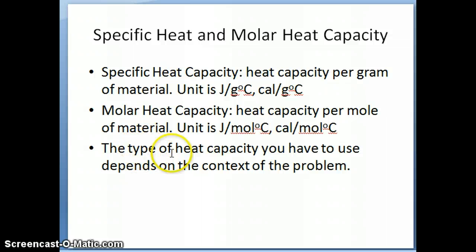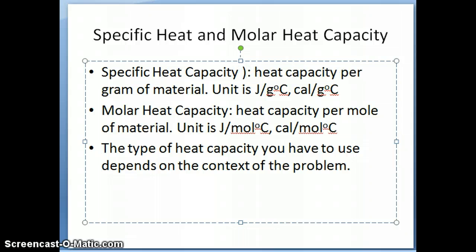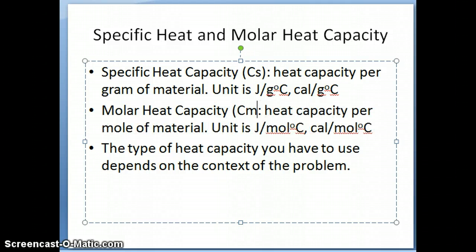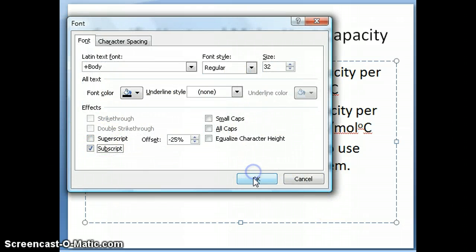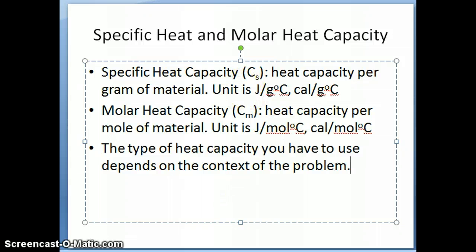Now, the type of heat capacity you have to use to solve a problem depends on the context of that problem. Sometimes you're going to use specific heat, sometimes molar heat capacity. In certain textbooks specific heat is given the symbol C sub S, and in other textbooks molar heat capacity is given the symbol C sub M. I'm highlighting these subscripts just in case you see them in the future. The heat capacity symbol itself is just C, specific heat is sometimes C sub S, and molar heat capacity is C sub M.